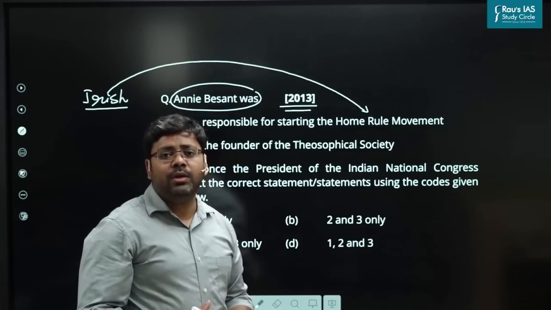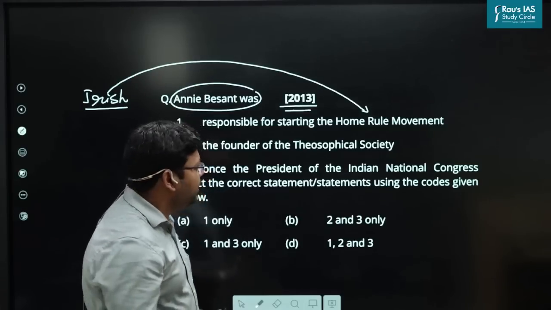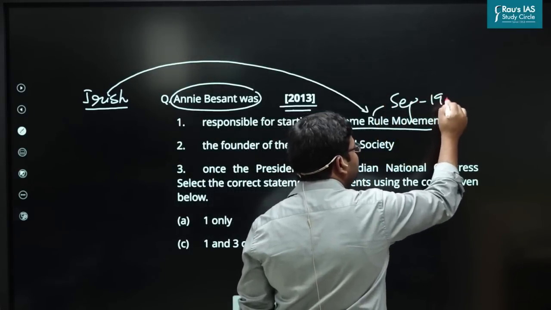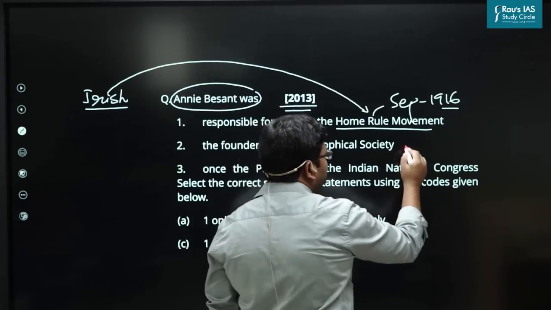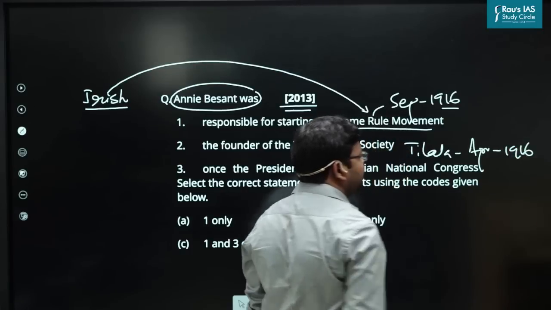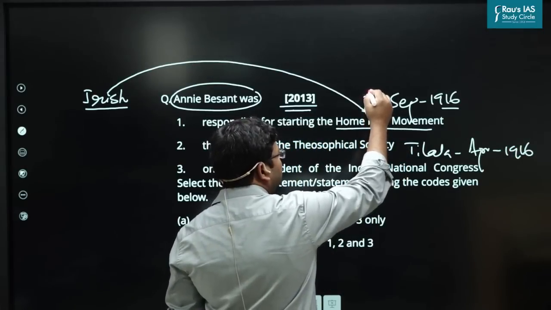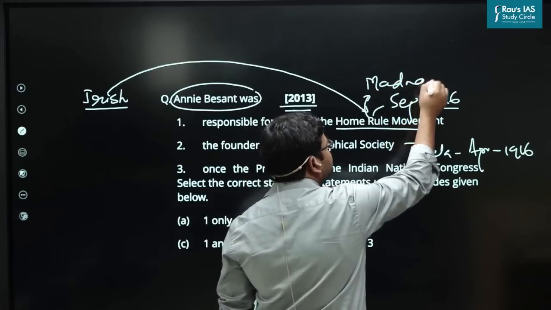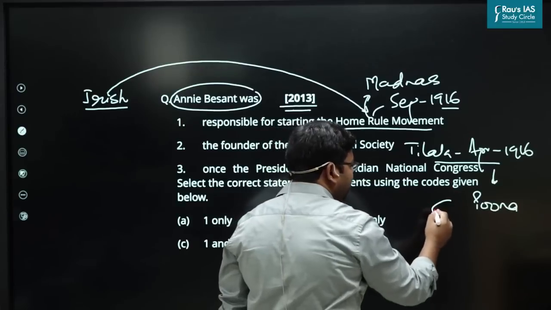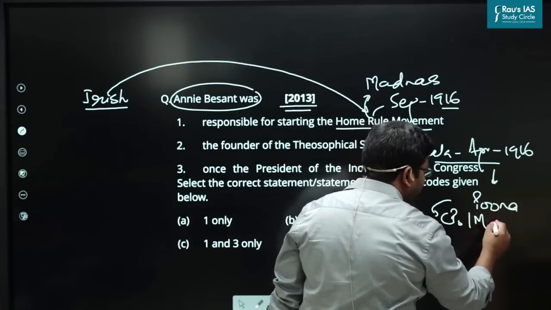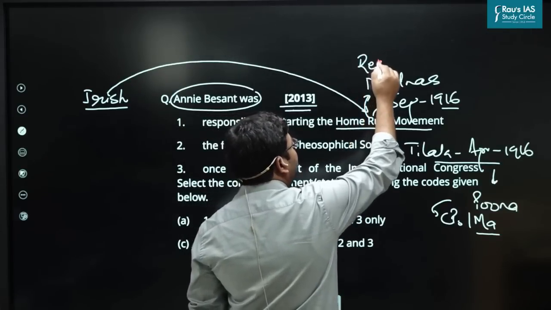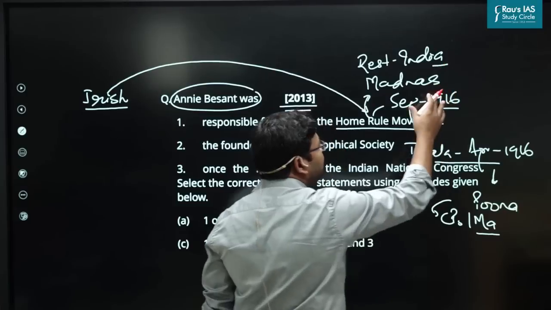Then we should know that there was not one Home Rule League, there were two Home Rule Leagues. One Home Rule League was established by Annie Besant in September 1916. Another Home Rule League was established by Tilak in April 1916. Annie Besant's Home Rule League was headquartered at Madras. Tilak's Home Rule League was headquartered at Pune. Tilak's league was operational in Central Provinces and Maharashtra-like areas. And in the rest of India, it was Annie Besant's league that was operational.